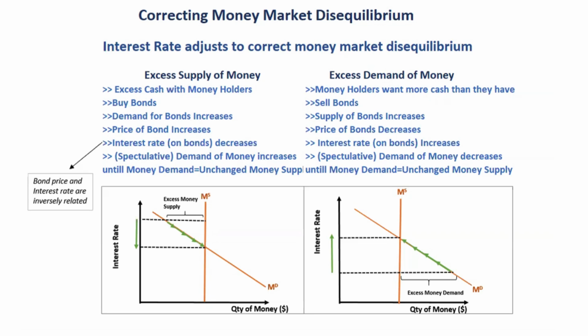Now, money market equilibrium occurs when money demand is equal to money supply, and it's the interest rate that adjusts to correct any money market disequilibrium, be it an excess supply of money or an excess demand of money. So let's first focus on excess supply of money.